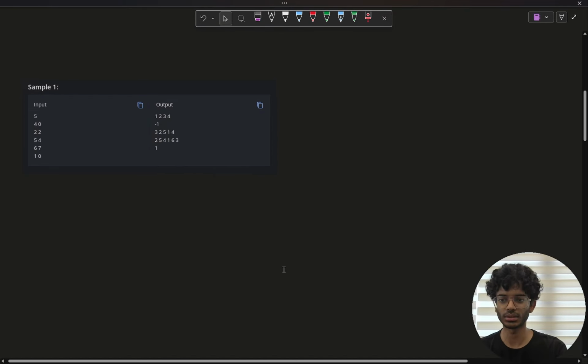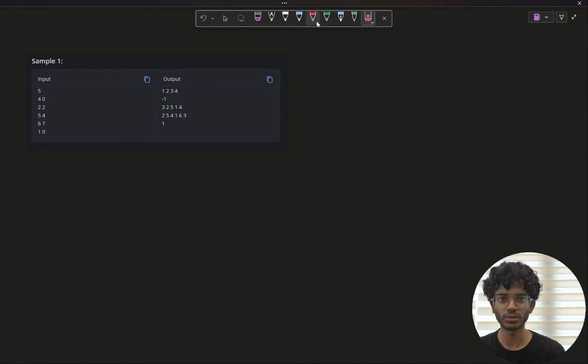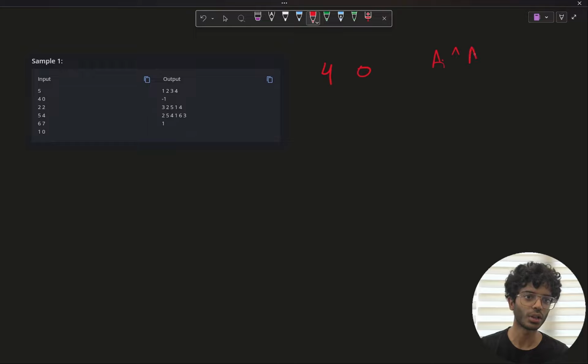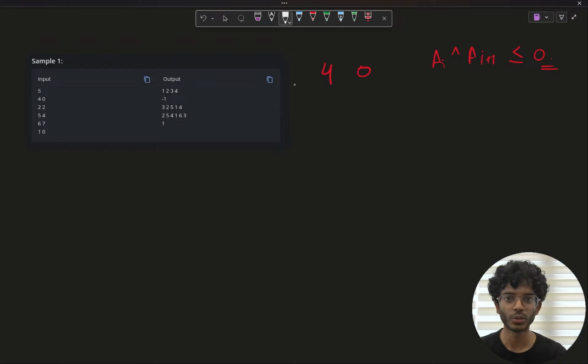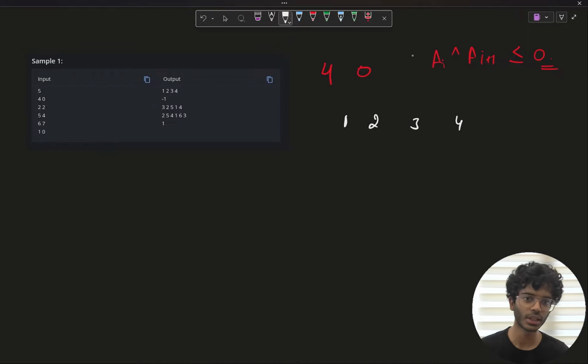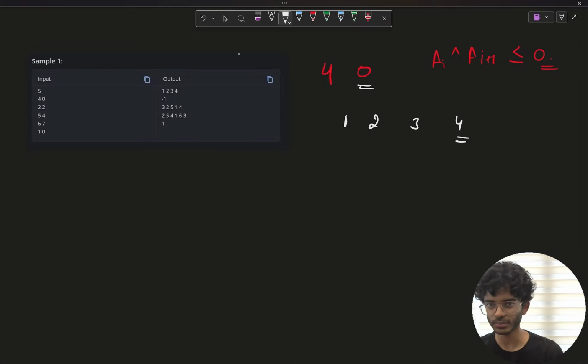Now let us look at the sample inputs. In the first input, we are given 4, 0. So the XOR A of i XOR A of i plus 1 has to be less than or equal to 0 for all the swaps that we are doing. One possible solution for this is 1, 2, 3, 4, because in this we do not need to do any swaps, and because we don't need to do any swaps, the required value of k is 0. So this is one valid answer.